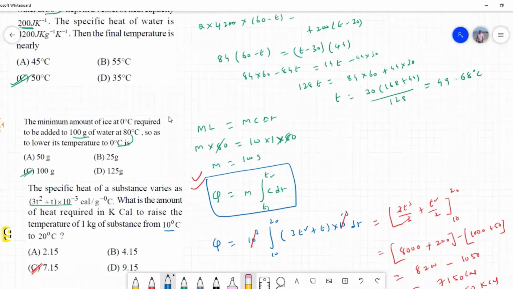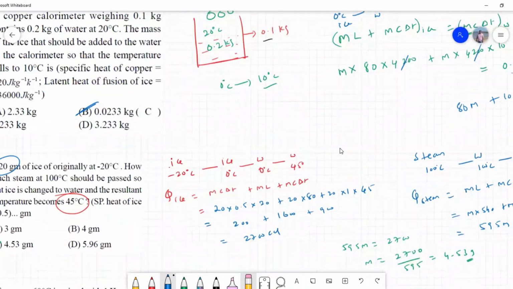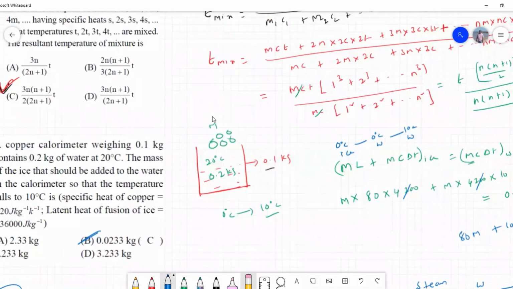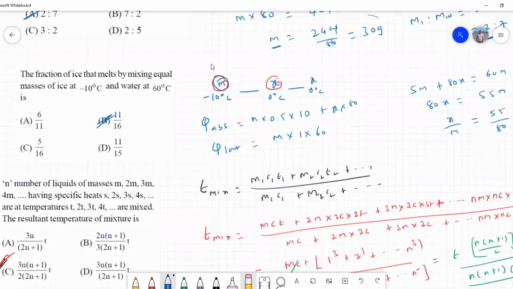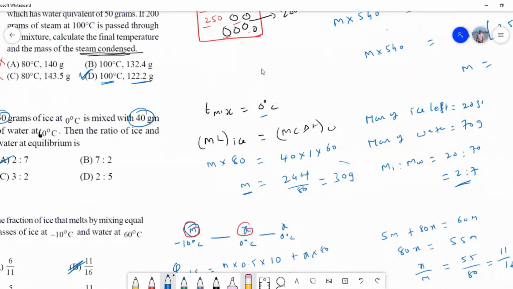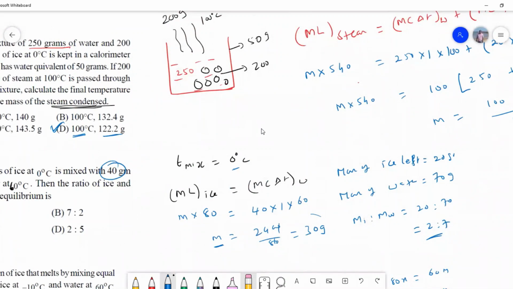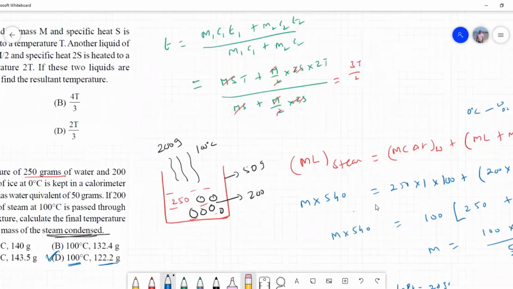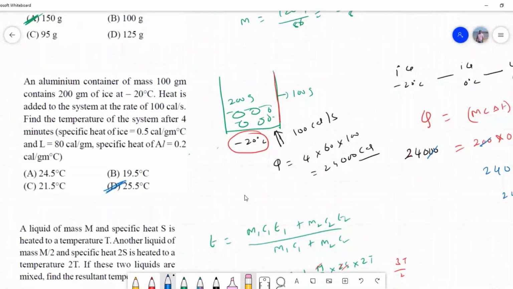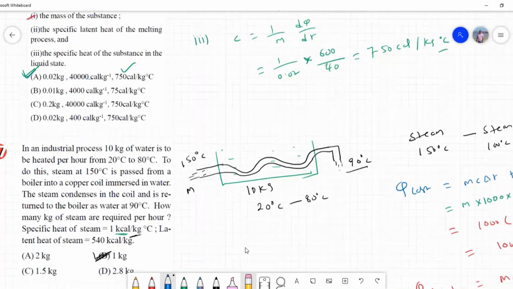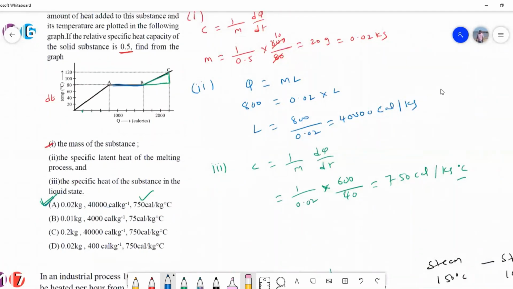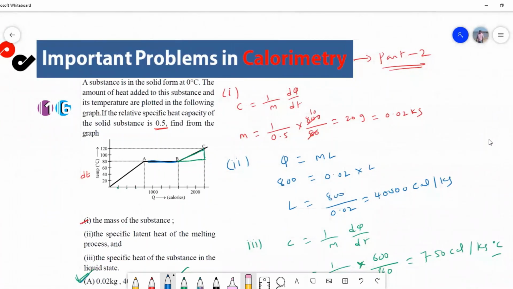But as I said, in calorimetry, we don't use many formulas. Only 3 formulas we use. One is the method of mixtures, heat loss is equal to heat gain. Then specific heat, that is Q is equal to mC delta T, and latent heat, Q is equal to mL. So to understand these problems, you need to solve again and again, and definitely that will improve your confidence. And these 31 problems which I explained in the 2 videos are more than sufficient for all the exams that you prepare for.